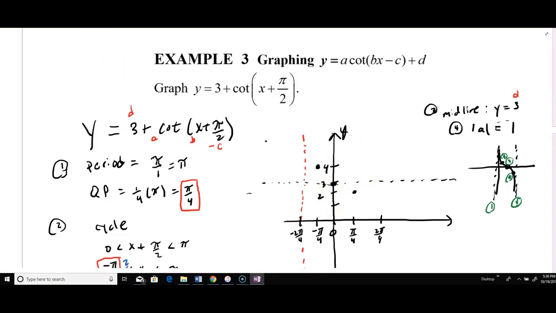And then the last tick mark is going to be our asymptote. So we sketch that in. And then we just draw cotangent through those points. And that's how you graph this function.